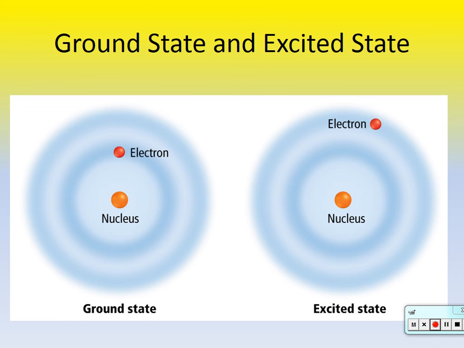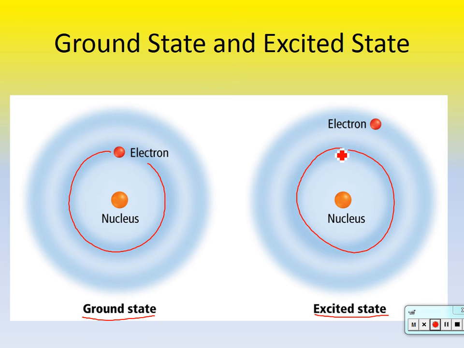Okay? So here's another diagram that shows ground state and excited state. I want to go through it real fast. It doesn't show the energy level here, but that's its ground state, energy level 1. Okay? Well, energy level 1 is right there. Now where's it at, guys? Energy level number 2.